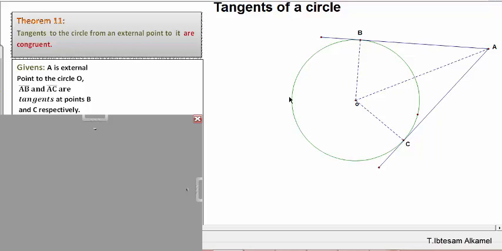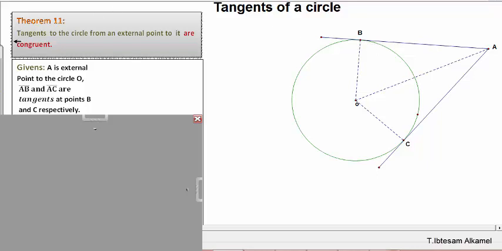Let's start proving. First of all, in these triangles, I have OB the same as the length of OC. Why? Because they are radii of the same circle. The side OA is common, because it's a side in the first triangle and it's also a side in the second triangle.